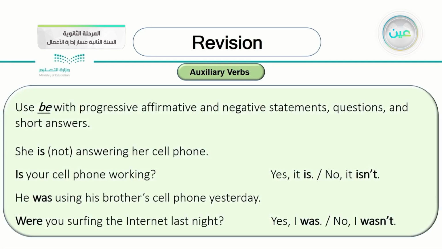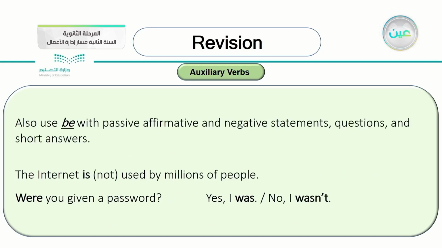Also here we took the be. We use be with progressive affirmative and negative statements, questions, and short answer. For example, she is answering her cell phone or she isn't answering her cell phone. And in the question form, is your cell phone working? Of course, this is the continuation for the verb to be.